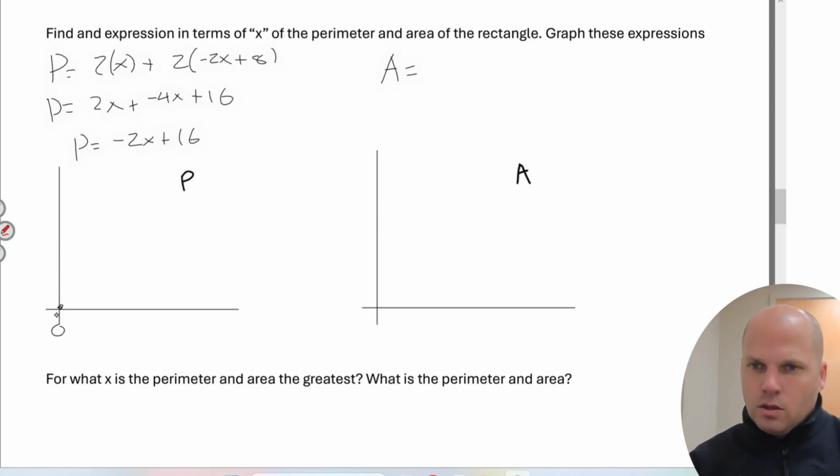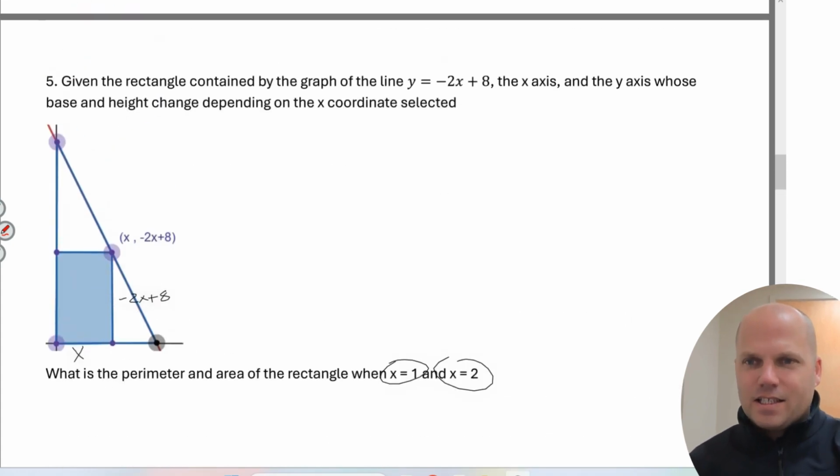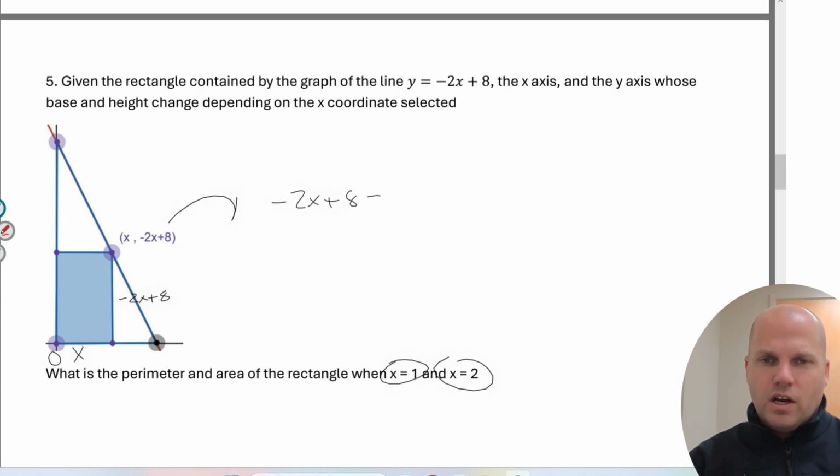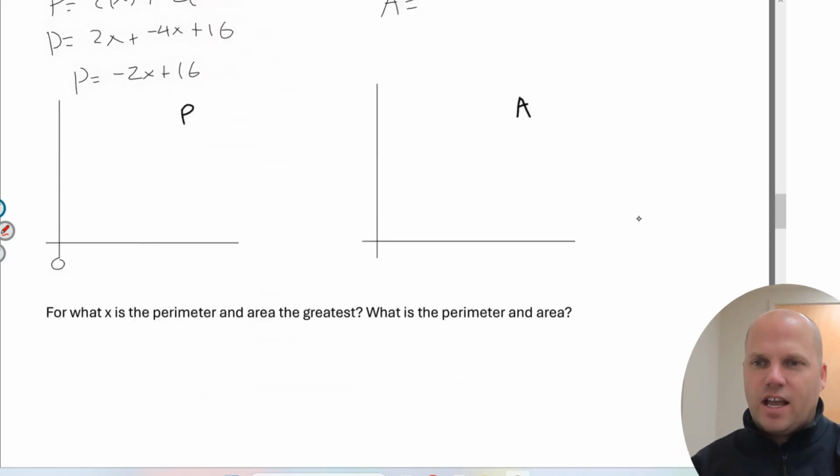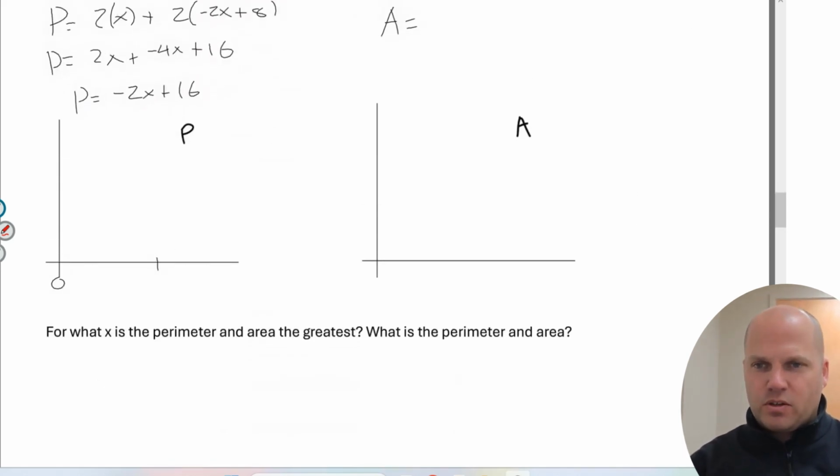Now we know that when x is 0, this is where I start. And you can figure out when this has a y coordinate of 0, that's going to be when x is 4. 4 is where I end. That's where the rectangles are going to end. So I want to look at my perimeter from 0 to 4. Well, if I plug in 0, I get 16. If I plug in 4, I'll get 8.